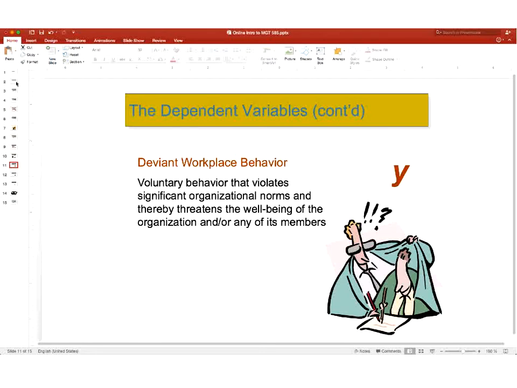The next is deviant workplace behaviors. We consider these to be voluntary behaviors that violate significant organizational norms and thereby threaten the well-being of the organization and or any of its members. What causes people to steal at work? Why do we have so many cases of sexual harassment or racial discrimination or age discrimination? So we can look at a lot of deviant workplace behaviors and we want to be able to understand, explain, and perhaps even predict and persuade people not to perform these deviant workplace behaviors.